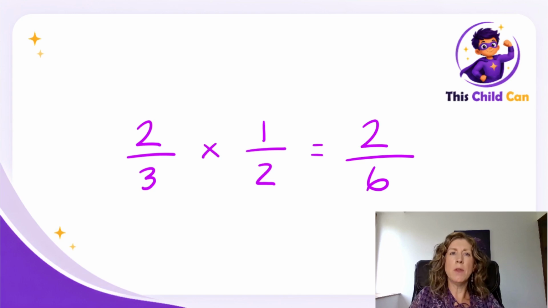And now we know that the answer is in 6 because the whole rectangle ended up split into 6 equal parts. Multiplying fractions means finding a part of a part. That's why the bottom numbers multiply. And now let's practice the written method.